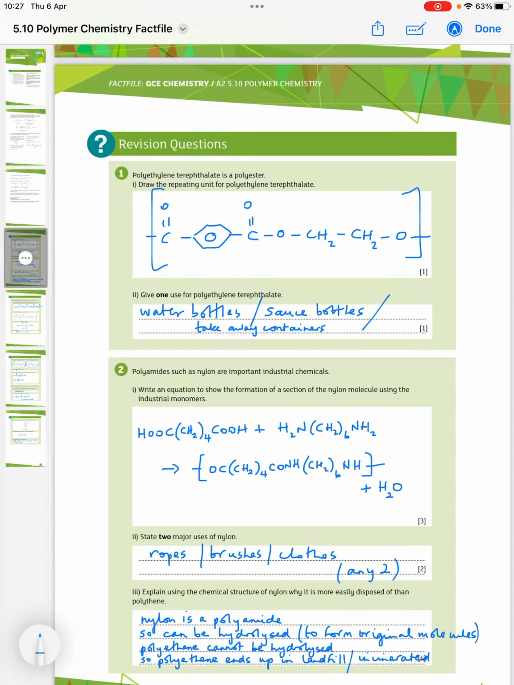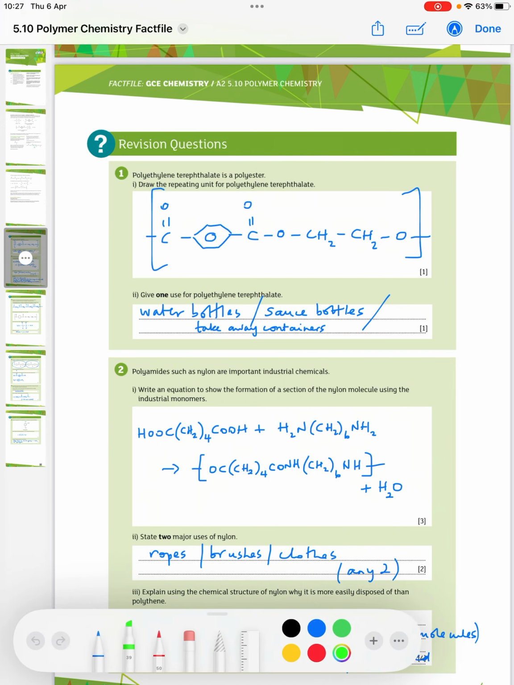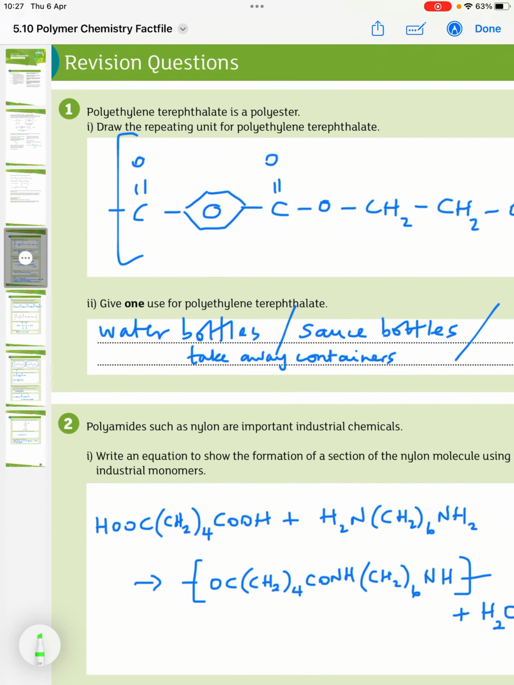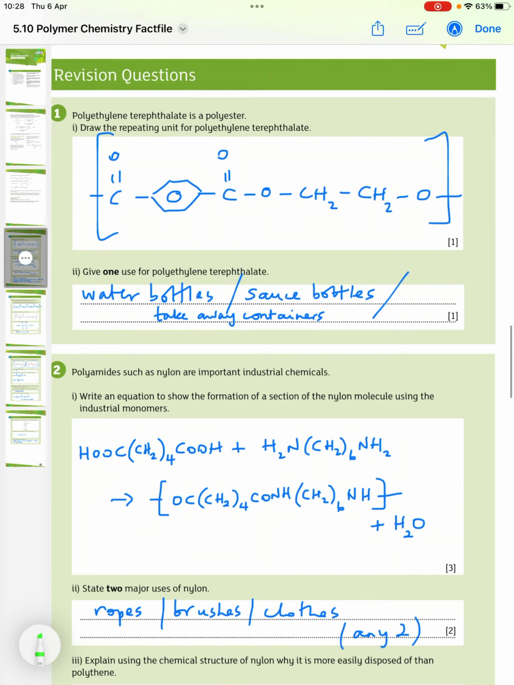These are the answers for the CCEA A2 Chemistry Fact File 5.10 Polymer Chemistry. The first one is polyethylene terephthalate is a polyester. Draw the repeating unit for polyethylene terephthalate. So here we have it.